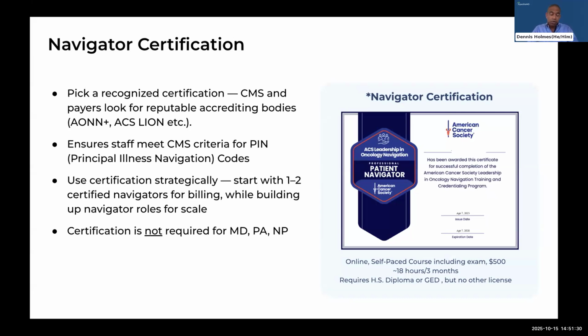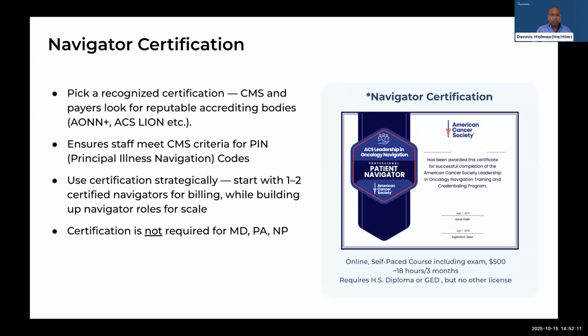It costs about $500 per person to take it. It's an 18-hour course that they can take over a 3-month time period. And it requires a high school diploma or GED, but it doesn't require any other specialty license. So basically, anyone in your staff can become a certified navigator, which qualifies them as staff whose time can be captured for billing. And so the main goal is to ensure that all staff, specifically auxiliary personnel, meet the criteria for principal in this navigation billing. And that's what this certificate does.